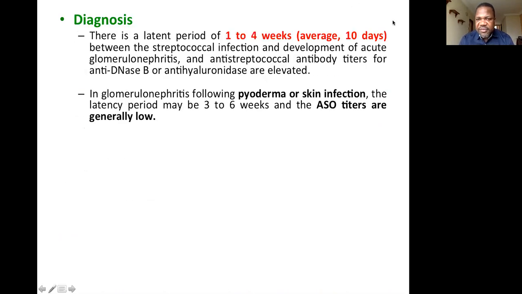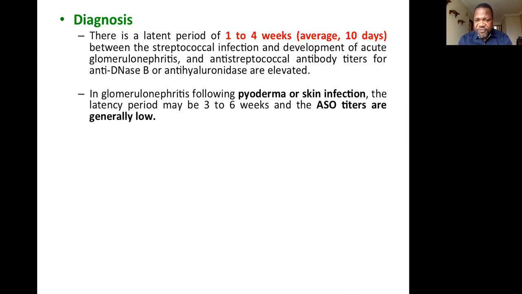But how is the diagnosis made? First, the latent period between the initial streptococcal infection, whether a skin infection or a throat infection, and the development of glomerulonephritis is on average 10 days, but it can range between 1 to 4 weeks. Anti-streptococcal antibody titers, mainly anti-DNase B or anti-hyaluronidase, are found to be elevated.